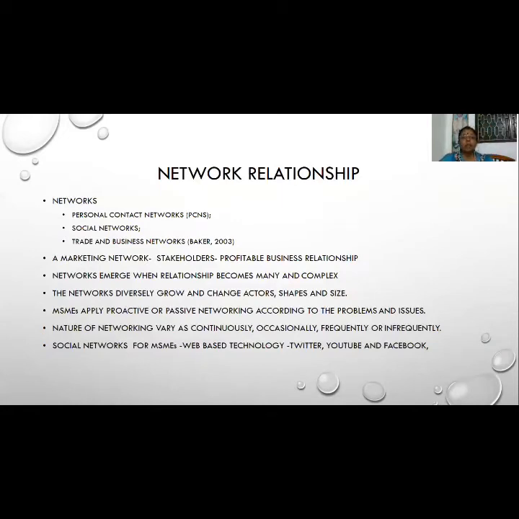Then another important thing under network relationship: social networks for SMEs. This is web-based, because as we know, Facebook, Twitter, YouTube, these types of social web-based technologies are nowadays growing in concern and contributing to the organization's success.